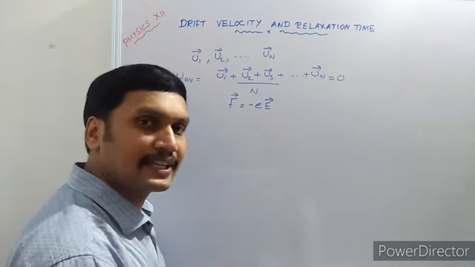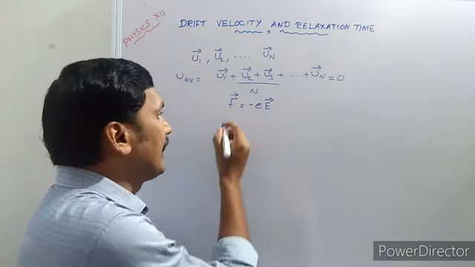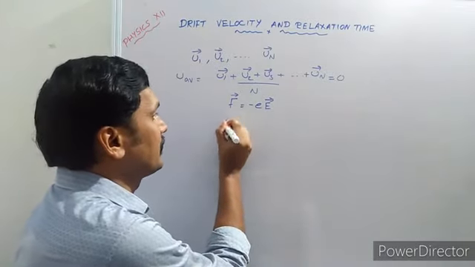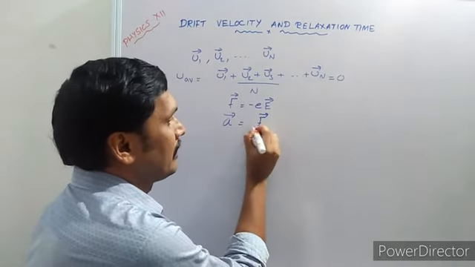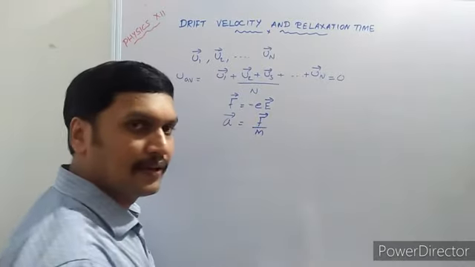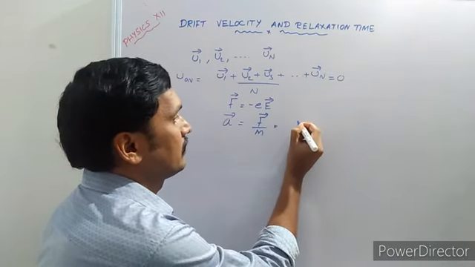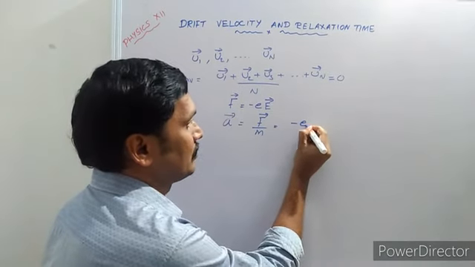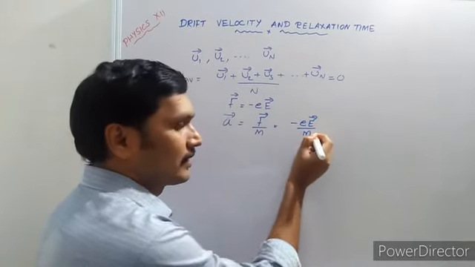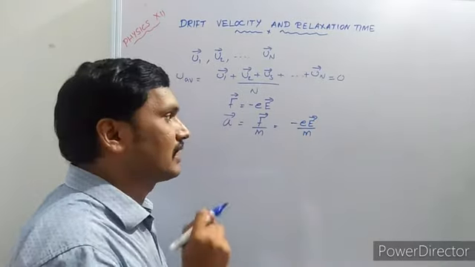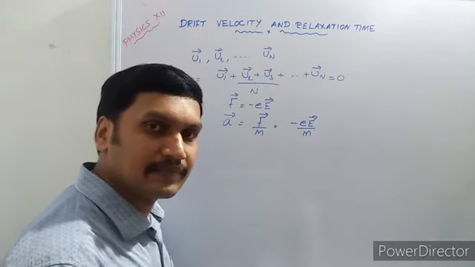Once a force acts on an electron, it has an acceleration. So we can write the acceleration for one electron, acceleration a is equal to force by mass. That is, the force on one electron is minus e E by m. So we can say that under the presence of an external electric field, all the electrons are getting accelerated.